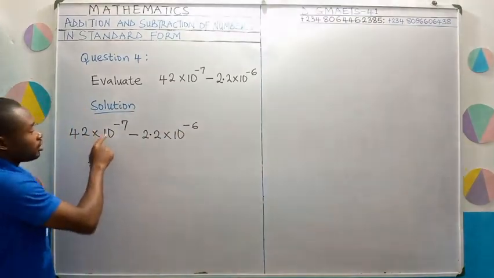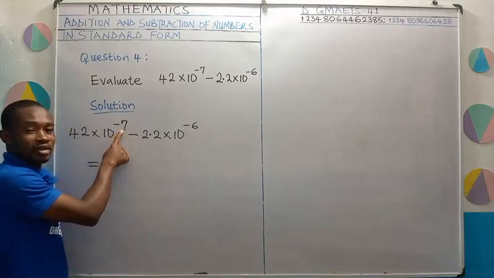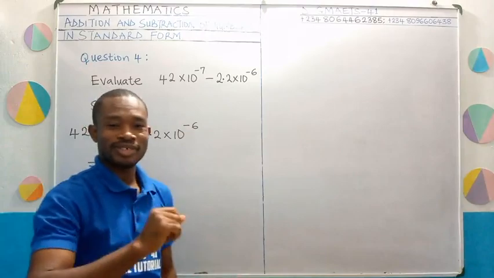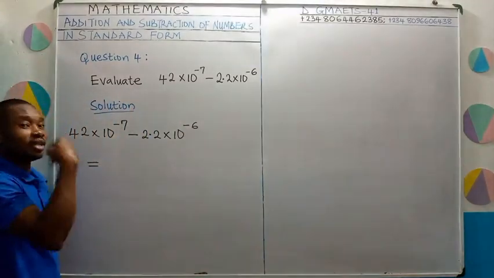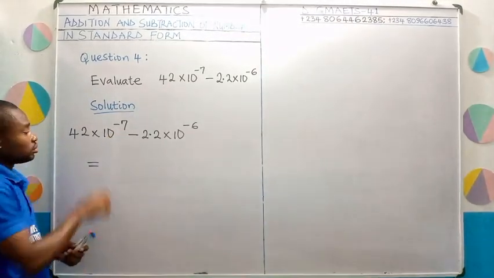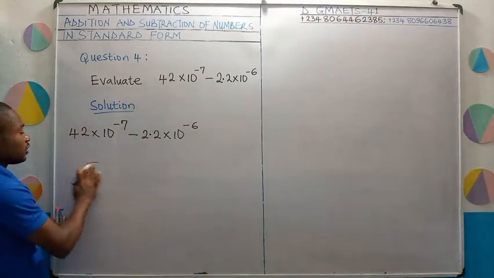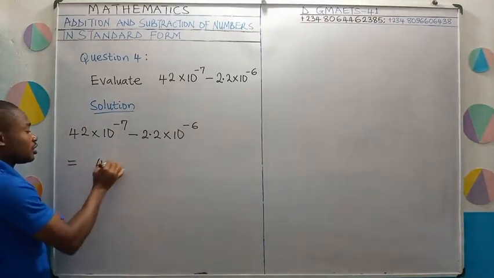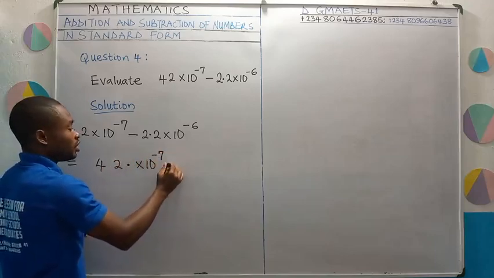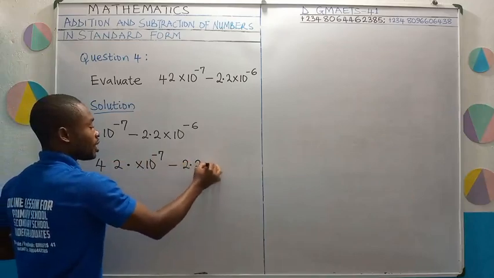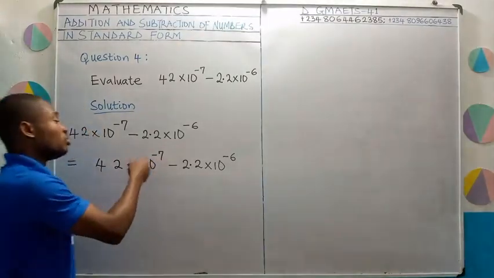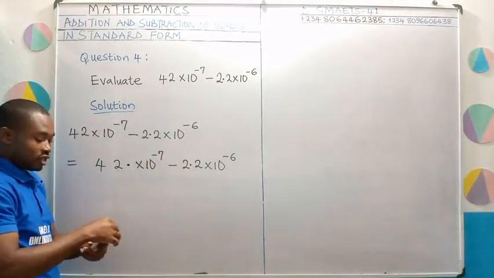Question would then be, do you just wake up and add 1 to this minus 7 to get minus 6? And my answer is no. You need to do something that will allow you to add that 1 to minus 7. And what would you do? You move points. You know, this 42 is the same as 42 points, then times 10 to the power of minus 7, and then minus 2.2 times 10 to the power of minus 6. To add 1 to this minus 7, you move point once to the left.